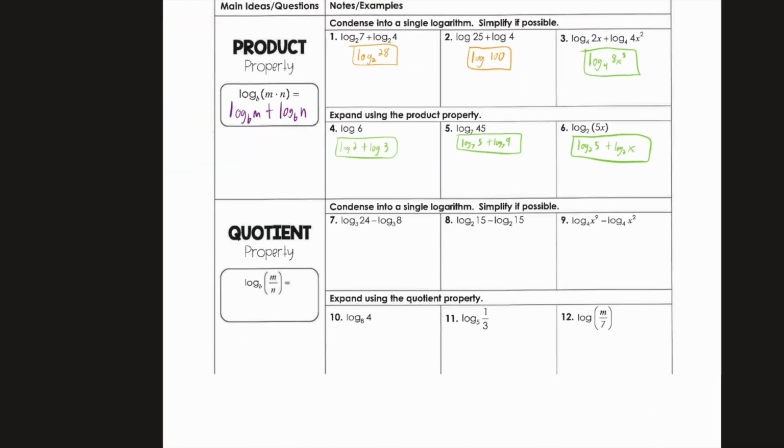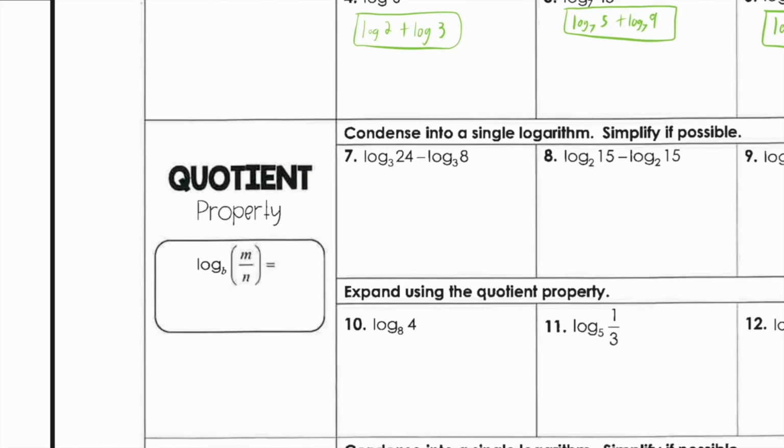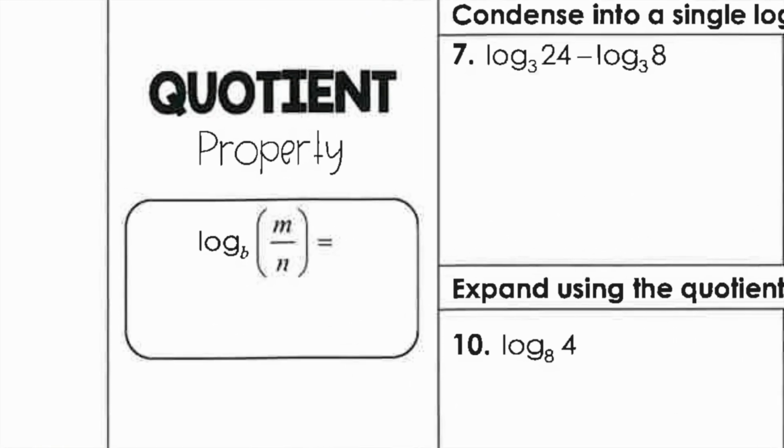Moving on, our next property is the quotient property. So quotient means division. And so log base b of a quotient, or of a fraction, or of division, m divided by n, can also expand into two logarithms. Log base b, the same base, of m minus the second log base b of n. So the same exact idea, except for now you're subtracting.